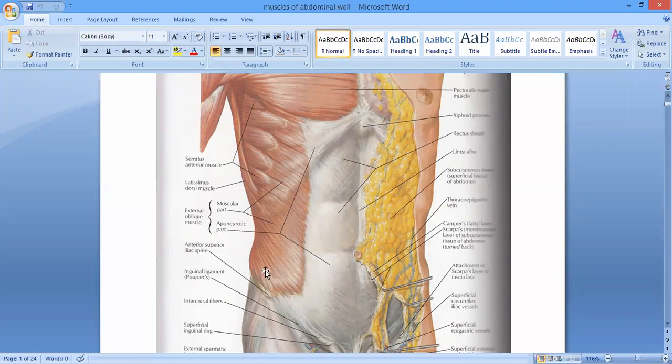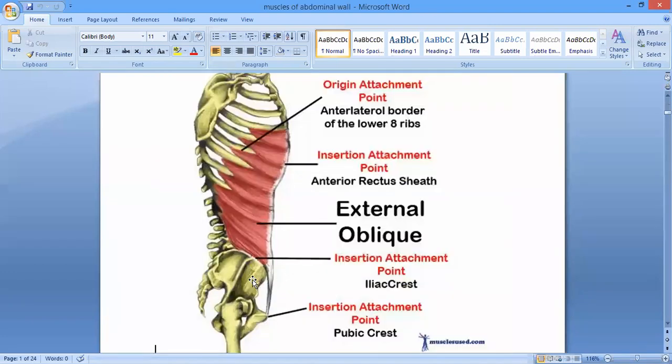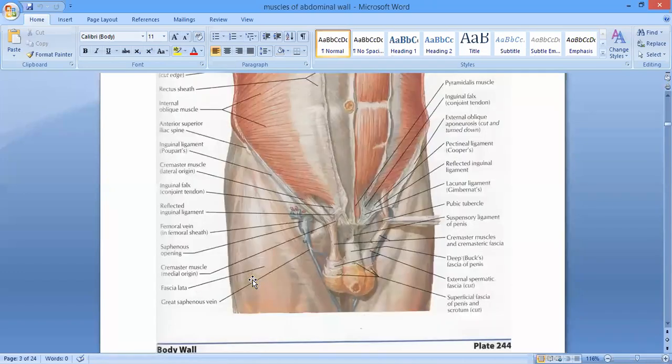So the lower fibers of the external oblique muscle are going to be inserted at the anterior half of the outer lip of the iliac crest. Okay, any problem? Okay, just show you one more thing.